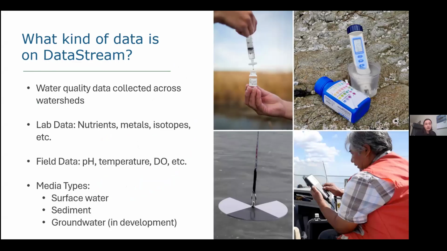So if you're wondering what kind of data is on DataStream, we have over 1,000 different parameters that are currently being shared. So we focus on surface water quality, but we can also accept sediment water quality, and we're soon going to be able to accept groundwater quality as well. So if you're doing groundwater monitoring and you're interested in sharing data, feel free to reach out. So water quality data is collected across watersheds. We accept both field data and all sorts of lab data, including nutrients, metals, isotopes, pharmaceuticals, pesticides, E. coli, most parameters other than maybe like fish species diversity or something like that.